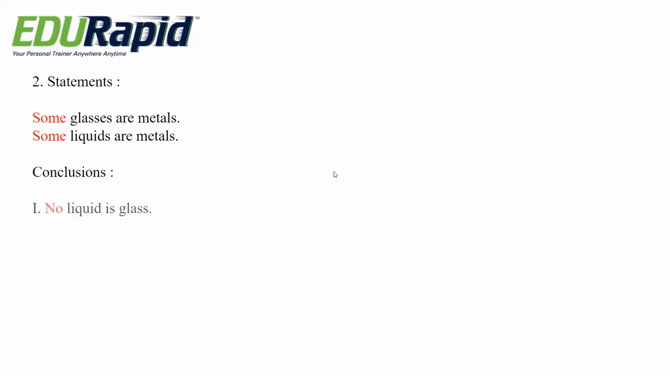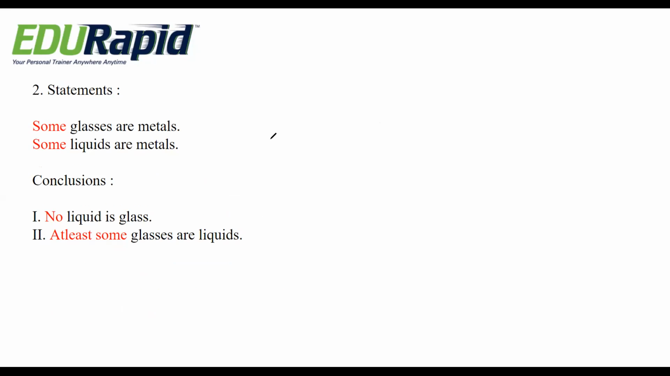Coming to the second question. First statement, some glasses are metals, some liquids are metals. Conclusion, no liquid is glass, at least some glasses are liquids. I'll write down the Venn diagram. Here both statements are some. That means both circles should be attached. Some glasses are metals. Second statement, some liquids are metals.